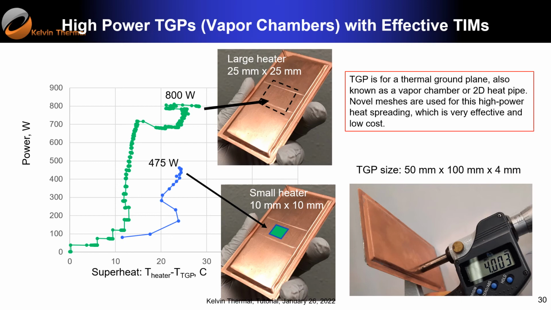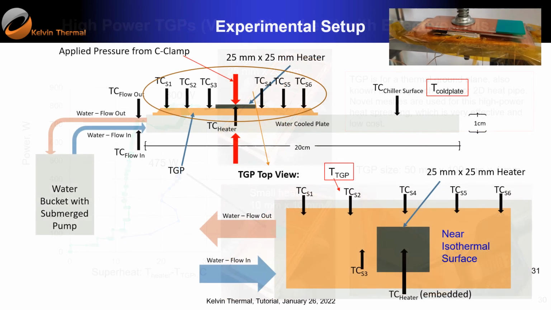Of course, he did a measurement. We monitored the temperature on the TGP. We found out it's almost isothermal. So heat flux spreading is very effective from the heat source to the entire TGP. So this heat flux reduction is substantial. It's almost isothermal case, all right?